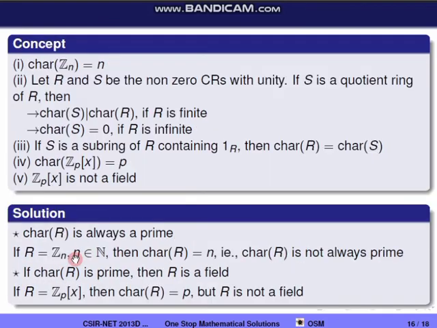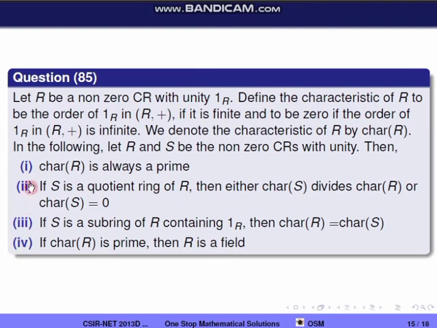Now we will check the fourth option. If characteristic of R is prime, then R is a field. Suppose I take R equal to Zp[x], we are getting characteristic of R equal to a prime number, but R, which is Zp[x], is not a field. So this is also a wrong option. So we will check the correct options. So the correct options are 2 and 3.